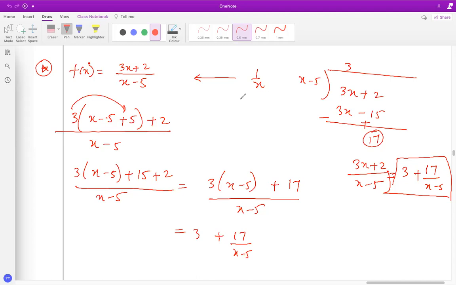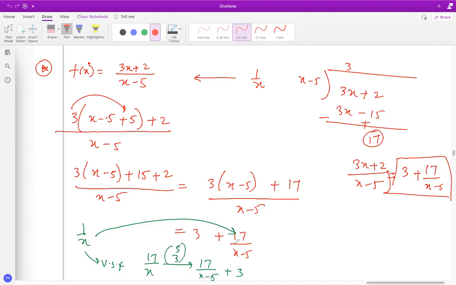Now, coming back to the transformation description. If I take the 1 over x function and I want to say what transformation maps it, the first thing I'm going to do is a vertical stretch by factor 17. That gives me the 17 over x function. Move 5 units to the right, so it'll be 17 over (x - 5), and then move 3 units up. So the translation vector is actually (5, 3) here.